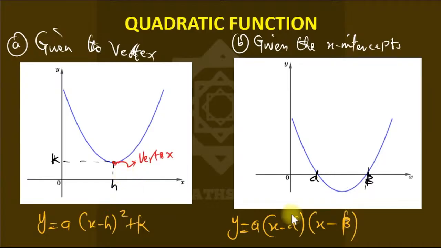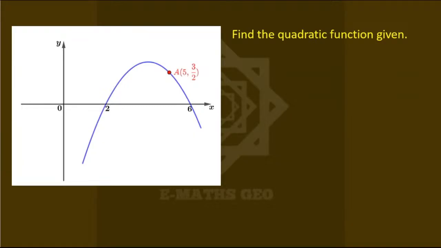So let's see this question. They said find the quadratic function. As you can see, we cannot easily see the vertex, the point that divides this curve into two equal parts. So the best one to use is the x-intercepts, which are at 2 and 6.